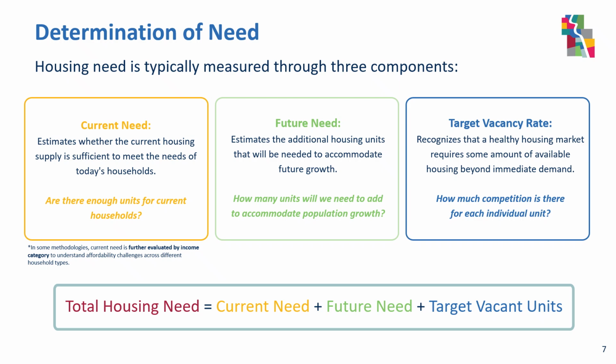The second component is future need. This estimates the additional housing needed to accommodate future population and household growth. The third component is a target vacancy rate. A healthy housing market needs some level of vacancy. If every unit is occupied, households have very few choices and competition for housing becomes more intense. When we add these three components together, we arrive at an estimate of total housing need.